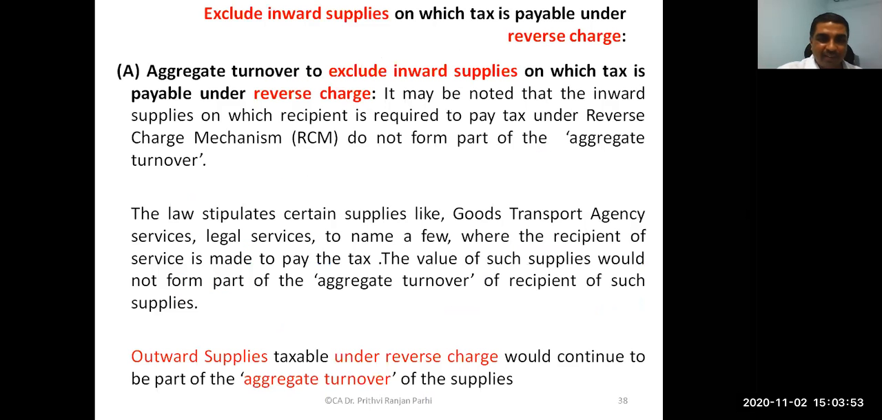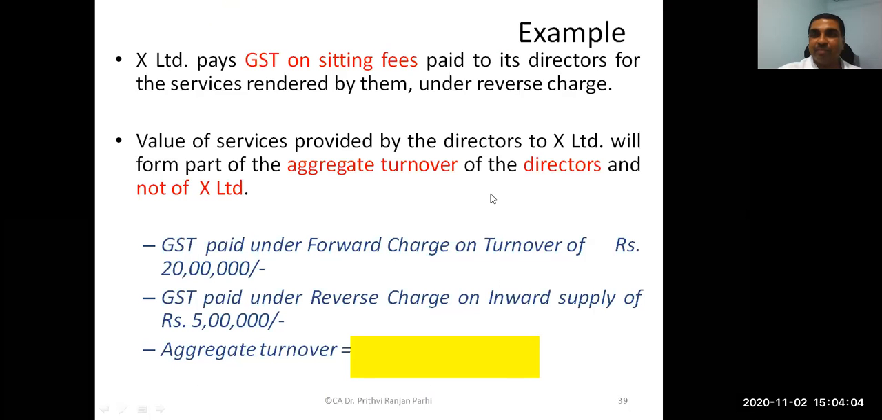Is it not? That is why in this sentence you see outward supplies taxable under reverse charge basis would continue to form a part of aggregate turnover. So when you are paying it on behalf of the director on reverse charge basis, then for calculation of the director's aggregate turnover, that will be included. But for arriving at the aggregate turnover of X Limited, the GST paid on this sitting fee will not be included, because for X Limited it is an inward supply. For directors, that is an outward supply. So for the director's aggregate turnover, it will be included, but for the company's aggregate turnover, it will not be included. Is it clear?